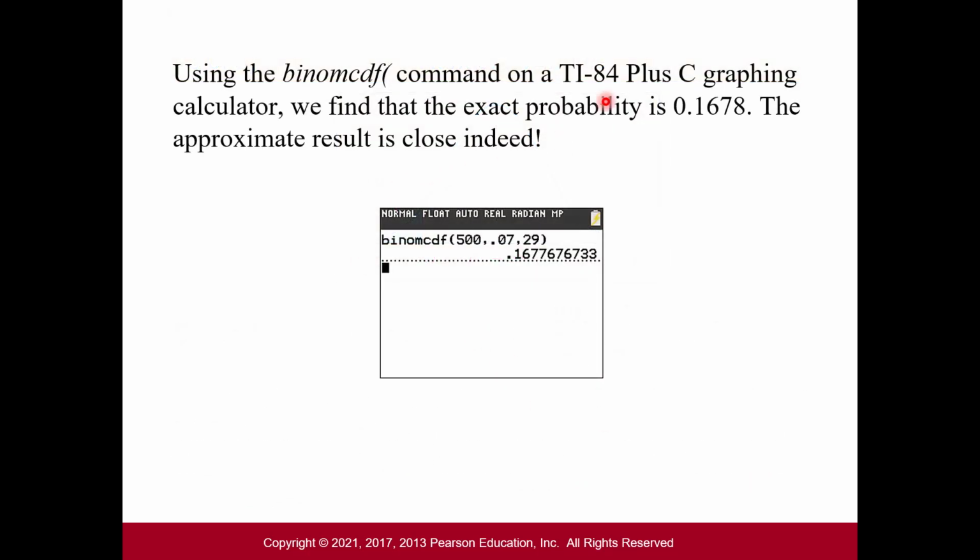Okay, so if you wanted to use a calculator, the TI-84, you can do the same thing to get this value. You would just hit second distribution, and then go to binomcdf. You're going to type in your n value, 500, your p value, 0.07, and then we want x to be 29. And so we would get our area under the curve, or our probability, that way.